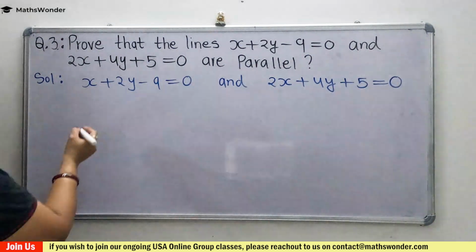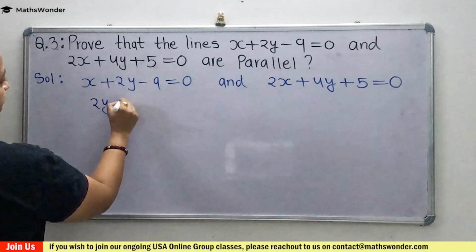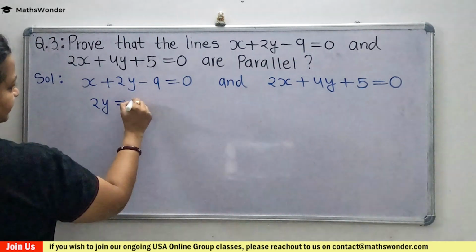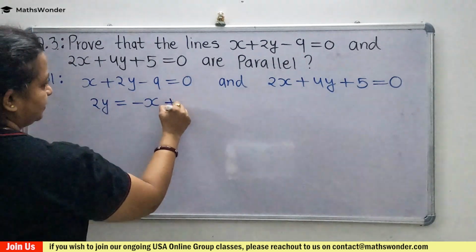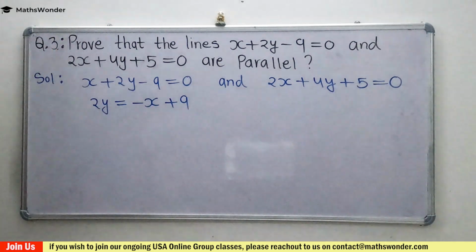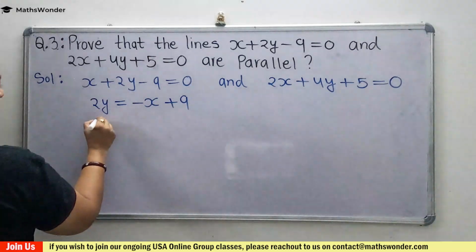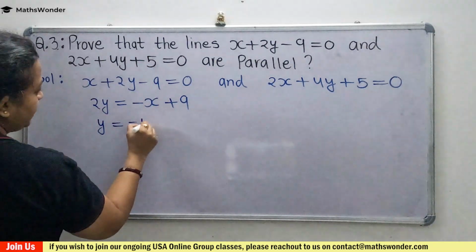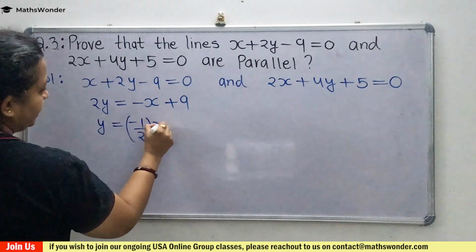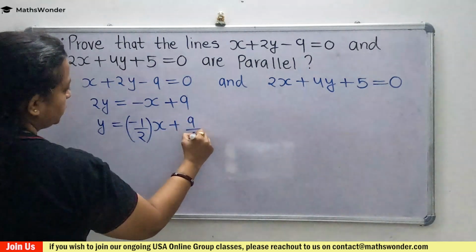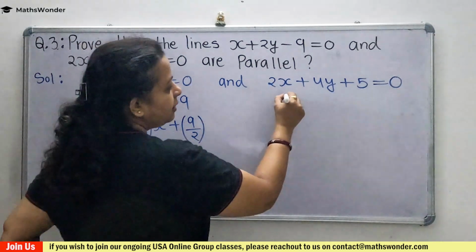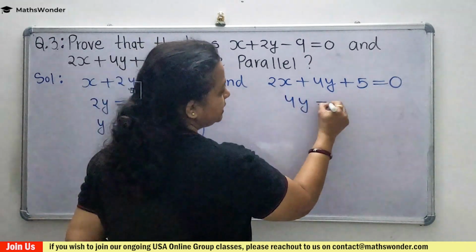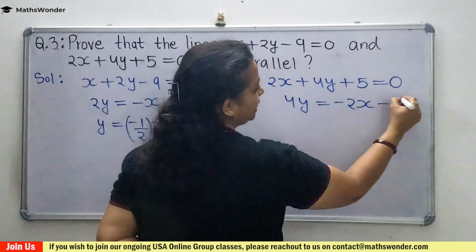So what is the y form? 2y is equal to... it's y equals x over 2 minus 9 over 2. Correct. So this 2 we have to remove from here, so it will be negative 1 over 2 x plus 9 over 2, isn't it? Yes. Now the second is 4y is equal to negative 2x negative 5.